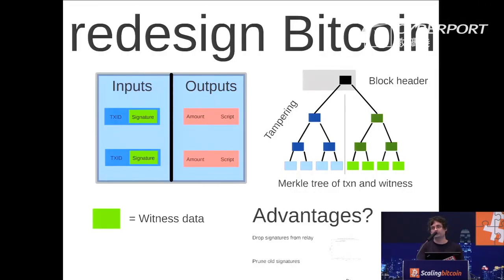So for that reason, we still need to make the blocks themselves, not the transactions, but the block, commit to the signatures of transactions. And the way this could be done, for example, because we're all hypothetically speaking at this point, is change the Merkle tree that blocks commit to the transaction IDs into a two-sided tree where one side refers to the transaction IDs without the signatures, and then there's a second tree constructed in exactly the same way. However, now it contains the hashes of the witnesses or the signatures.